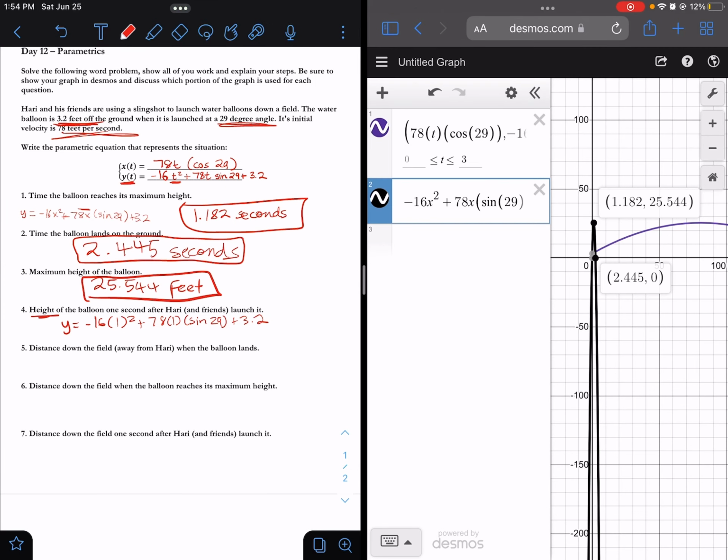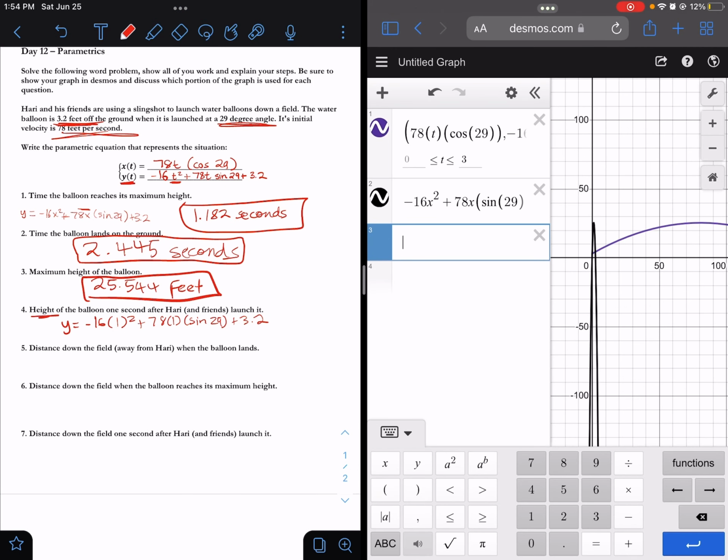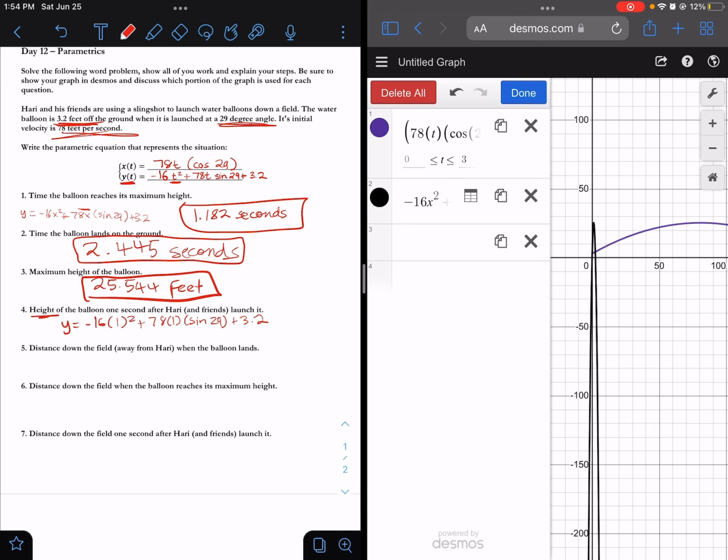So if we just graph that, let me just copy this. Can I copy it? Let's see. There we go. Copy. There we go. Done.